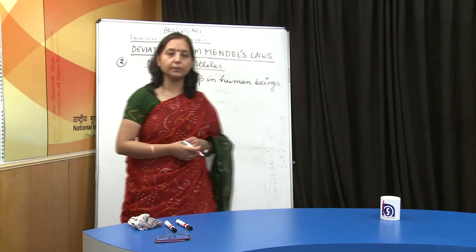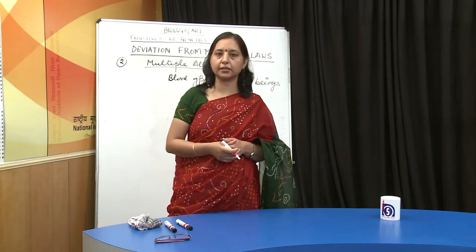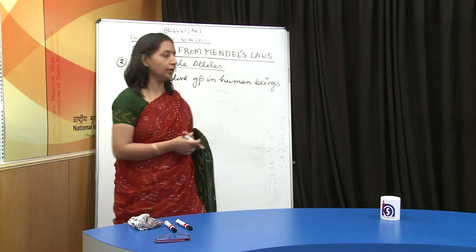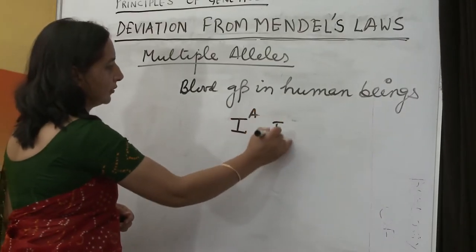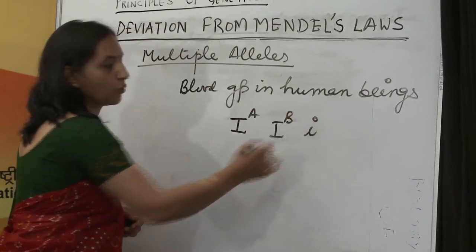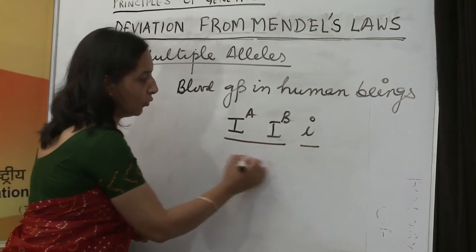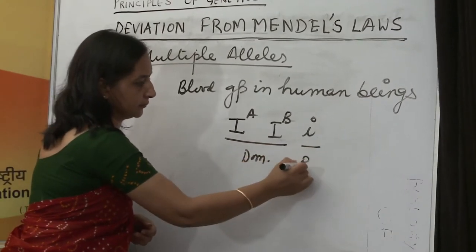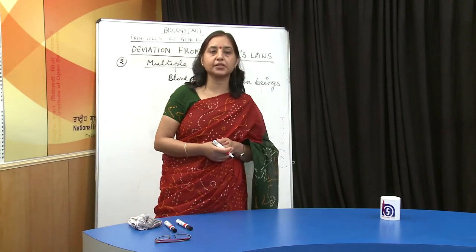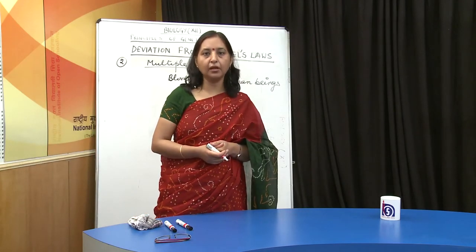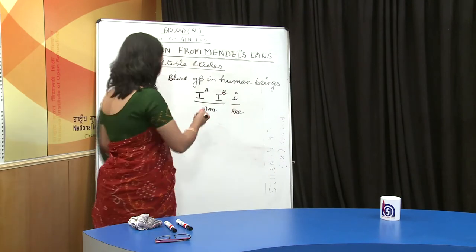To control the blood group in human beings, there are three different alleles instead of two, as postulated by Mendel. And these three alleles were IA, IB, and small i, wherein IA and IB are dominant over small i. As a result, there are six genotypes formed in the progeny, and different types of blood groups are controlled. We can see it here.